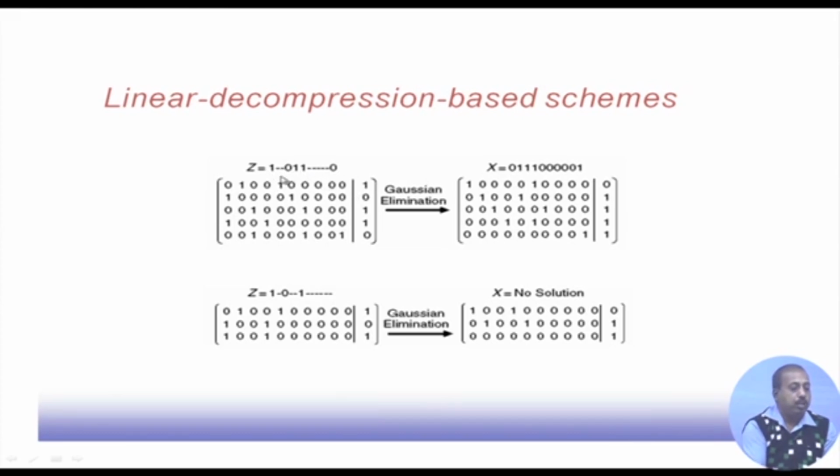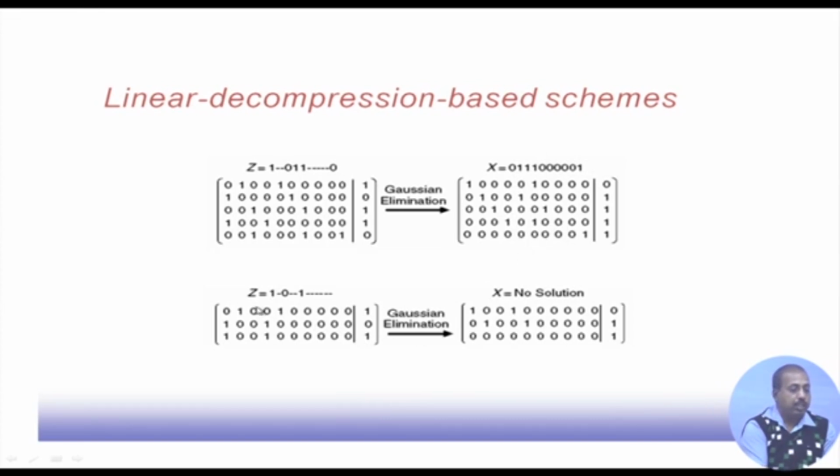So how to do this? We just augment this with the output column 1 0 0 1 0 1 1 0, and then do a Gaussian elimination. When we do Gaussian elimination, we find that this x may be set equal to 0 1 1 0, this particular pattern, so that it will give us this solution.